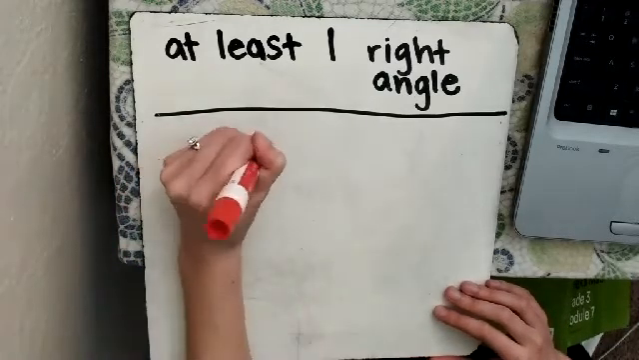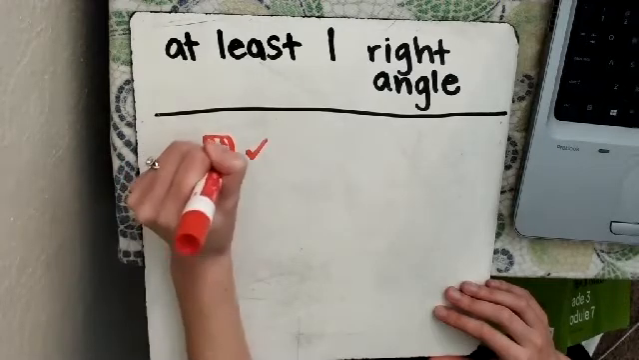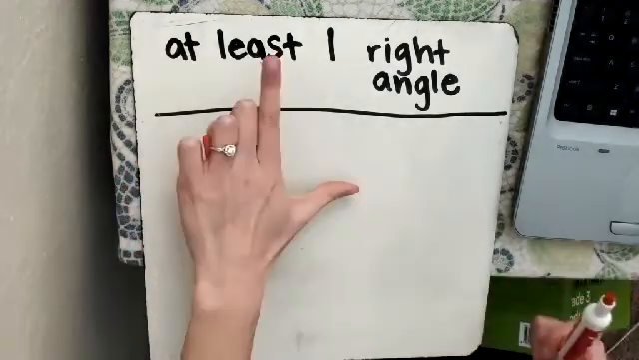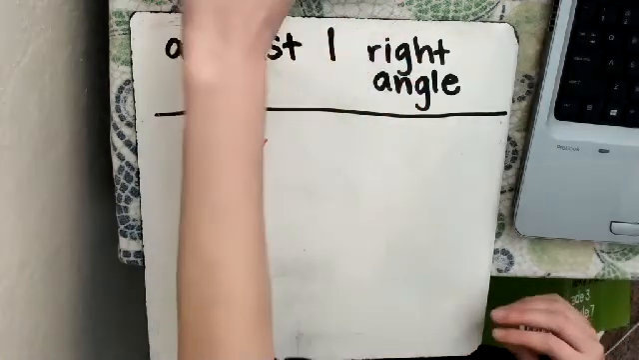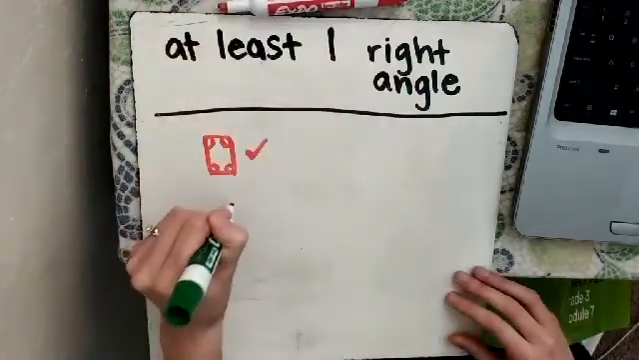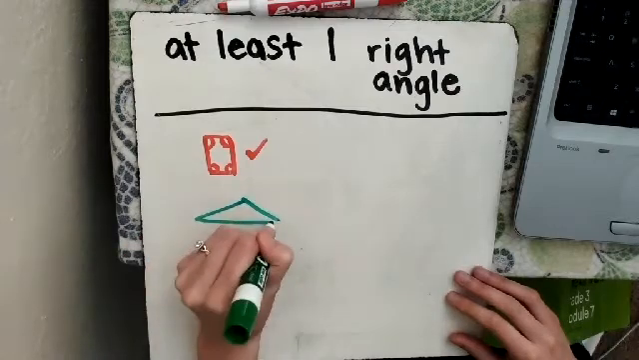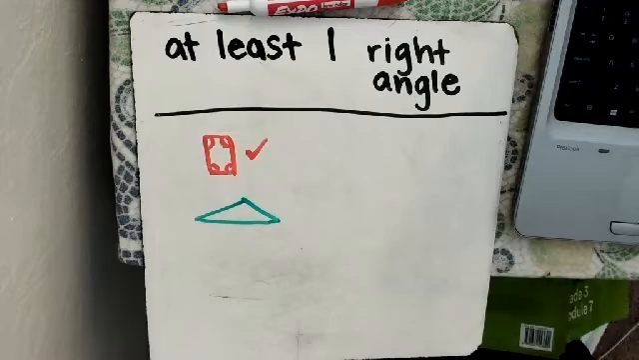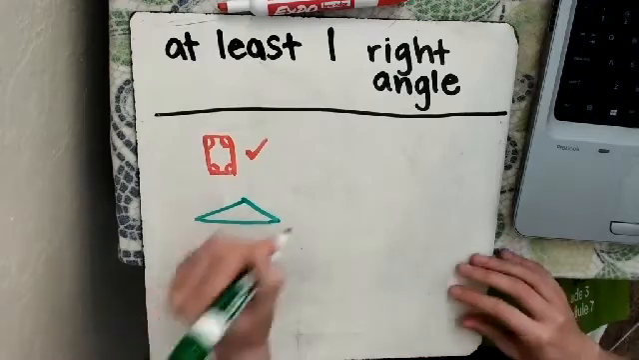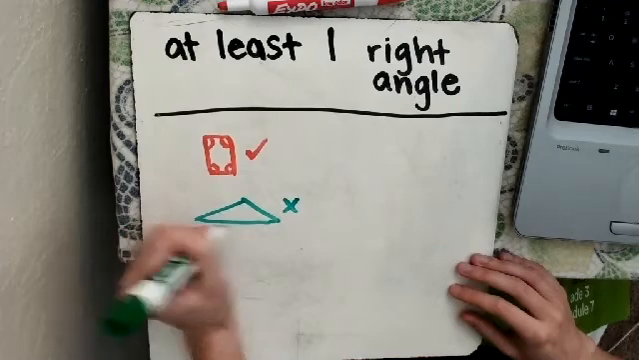Yes, that has 4 right angles. They're all perfect little L's. Perfect L. How about this? Does that have at least one right angle? The answer to that one is no. This is bigger than a right angle, and these are both smaller.